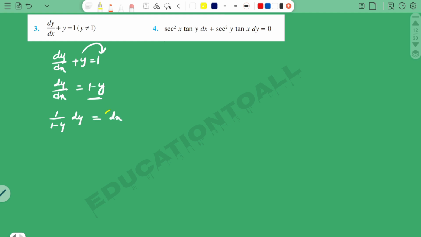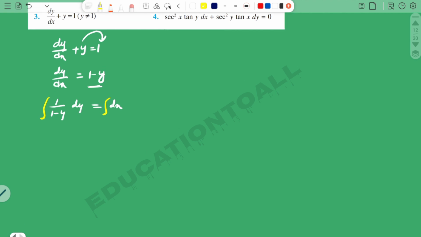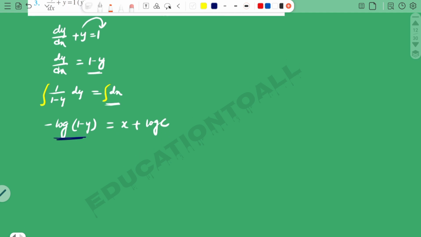Apply integration on both sides. On the left hand side we have 1 by 1 minus y dy, which looks like the 1 by x dx format, so I can write log, but here I am having a negative, so applying minus log of 1 minus y which is equal to integral dx. Integral dx means x plus constant. Whenever y has a log, apply the constant also in terms of a log, so applying log c as a constant. Send this log c to the opposite side, so I get minus log of 1 minus y minus log c, which is equal to x.